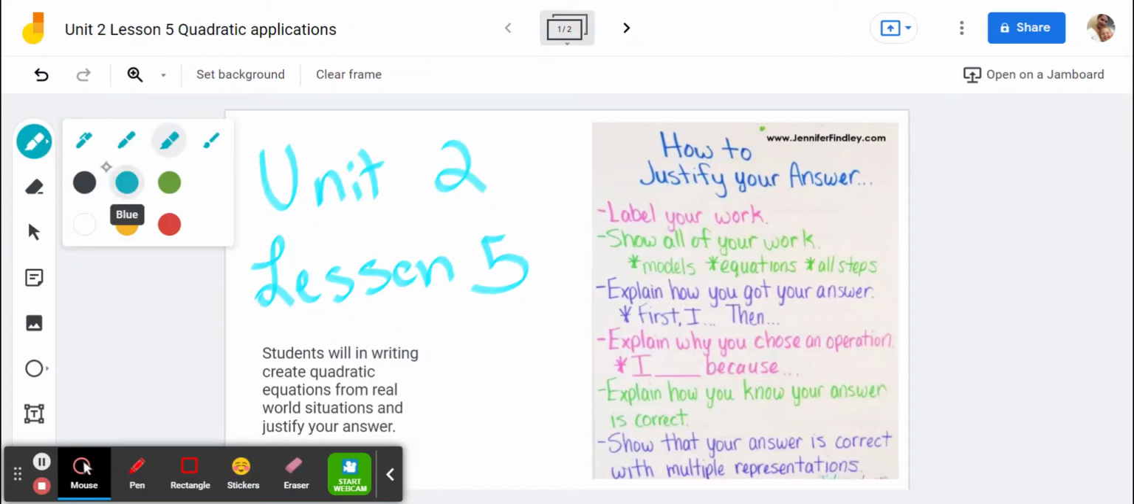Unit 2, Lesson 5. In this lesson, we will be writing, creating quadratic equations from real-world situations, and you're going to justify your answer. Notice here we have a whole thing telling you how to justify your answer. This is also located in your Desmos today. This is the first time I've asked you to justify your answer, and it's important that we do it correctly.